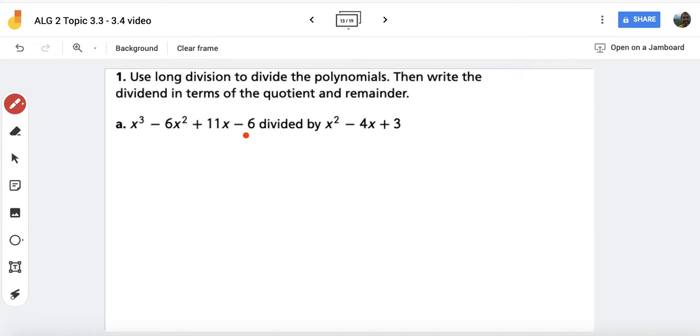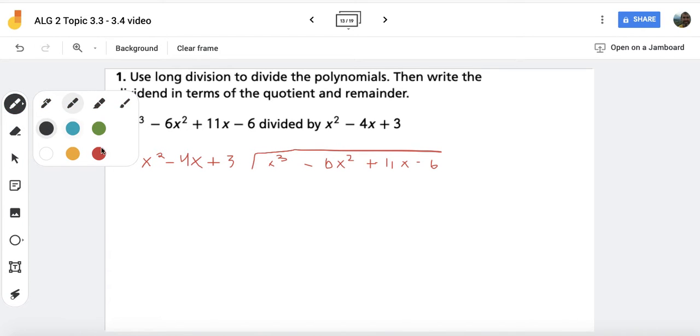I need to divide this by this, so I'm going to write what I'm dividing by over on this side. Probably could get away with writing it a lot faster by not doing all this, but this is how we showed it, so might as well. We have 1x cubed, we have 6x squared. If there's ever anything missing, we put in a 0, remember that, plus 11x and minus 6.